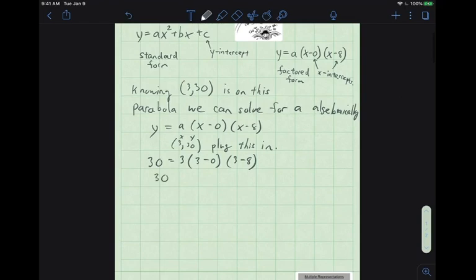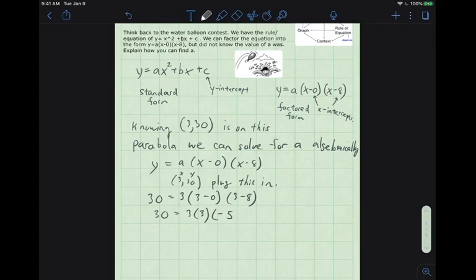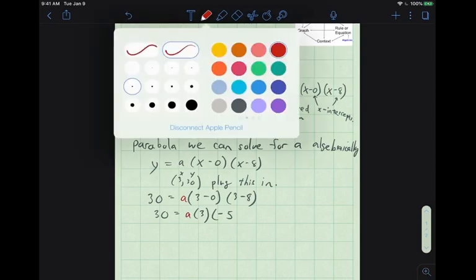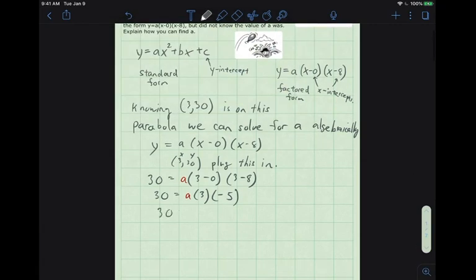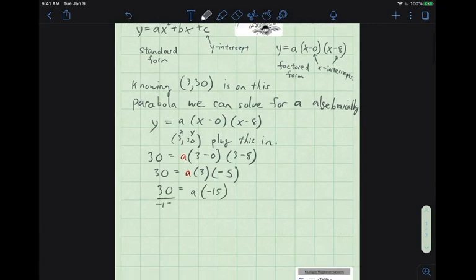We get that 30 equals a times 3 minus 5. Oops, made one little mistake. This thing should be 8. We don't know what that is. That's what we're solving for. 30 equals a times negative 15. Divide both sides by negative 15. A equals negative 2.